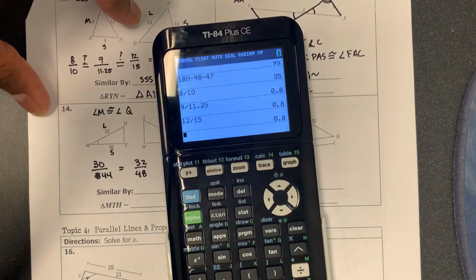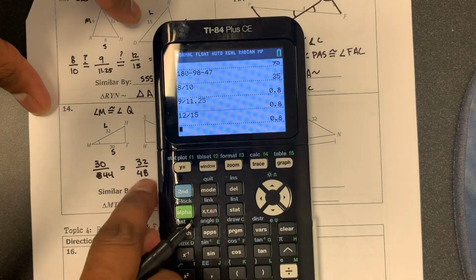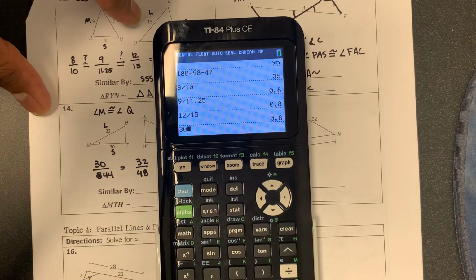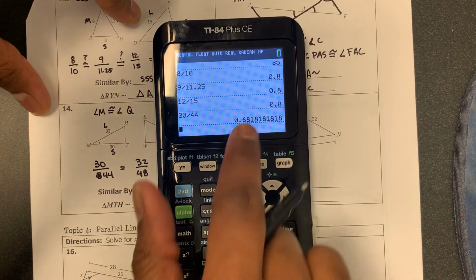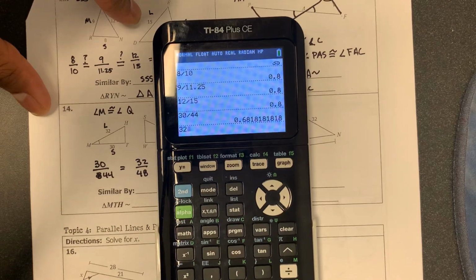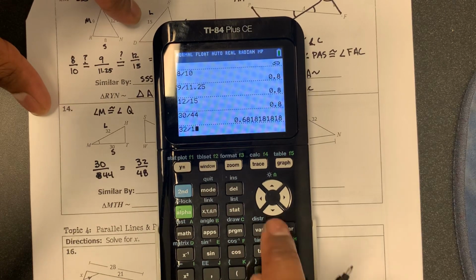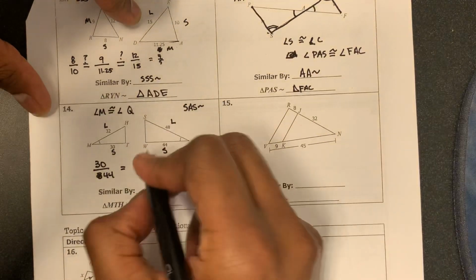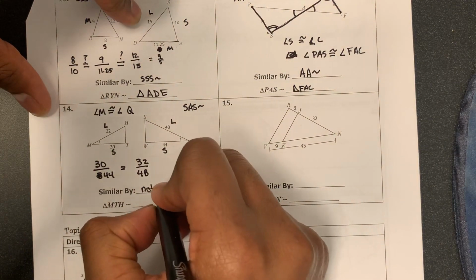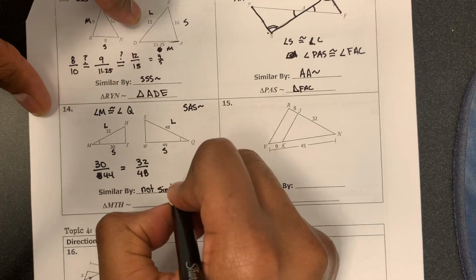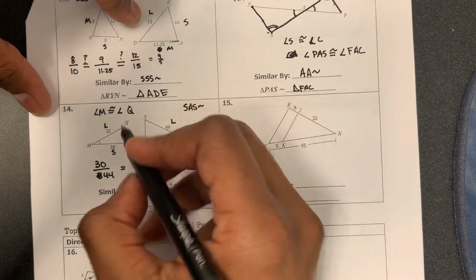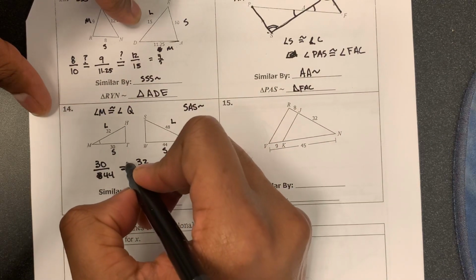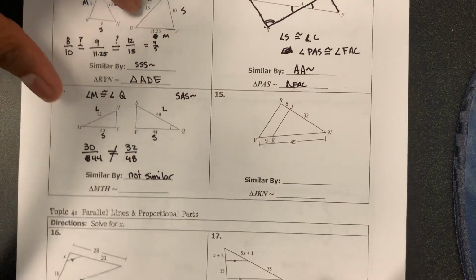So that answer probably should be not similar because this reduces to be 2/3. So 30 divided by 44 is 0.68. And 32 divided by 48 is going to be 0.666, repeating. The answer here is not similar because the ratios are not equal. So 30 over 44 is not equal to 32 over 48.